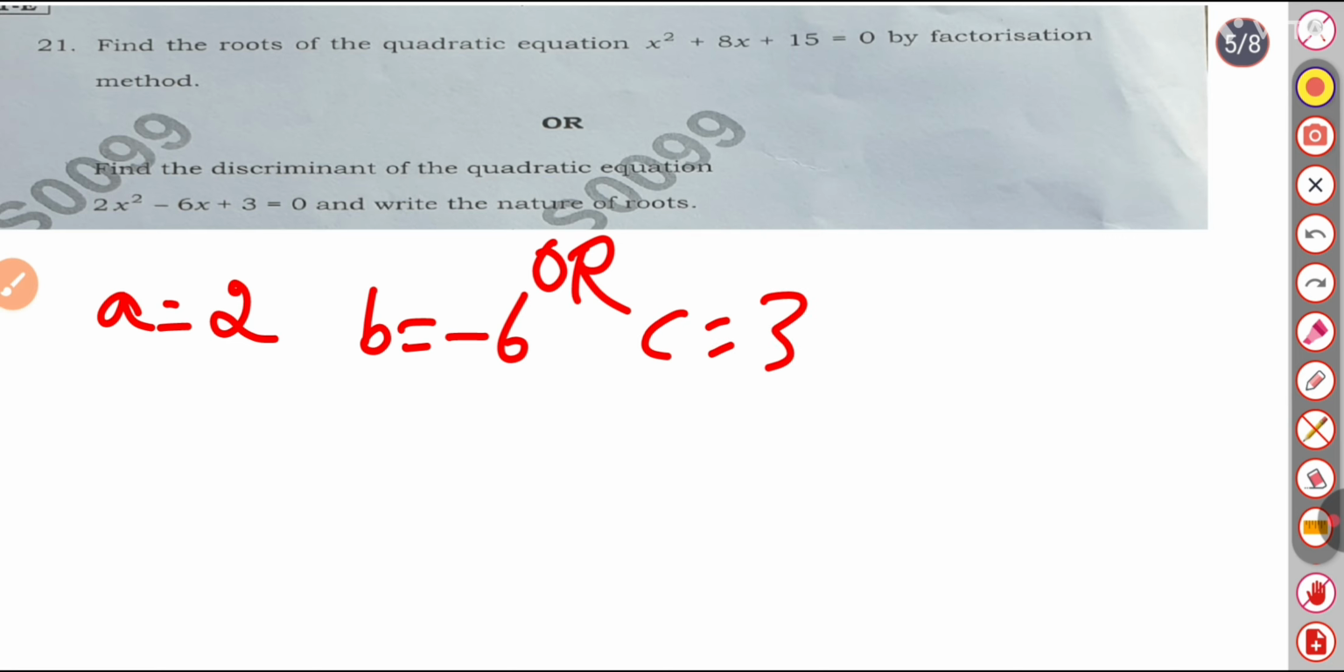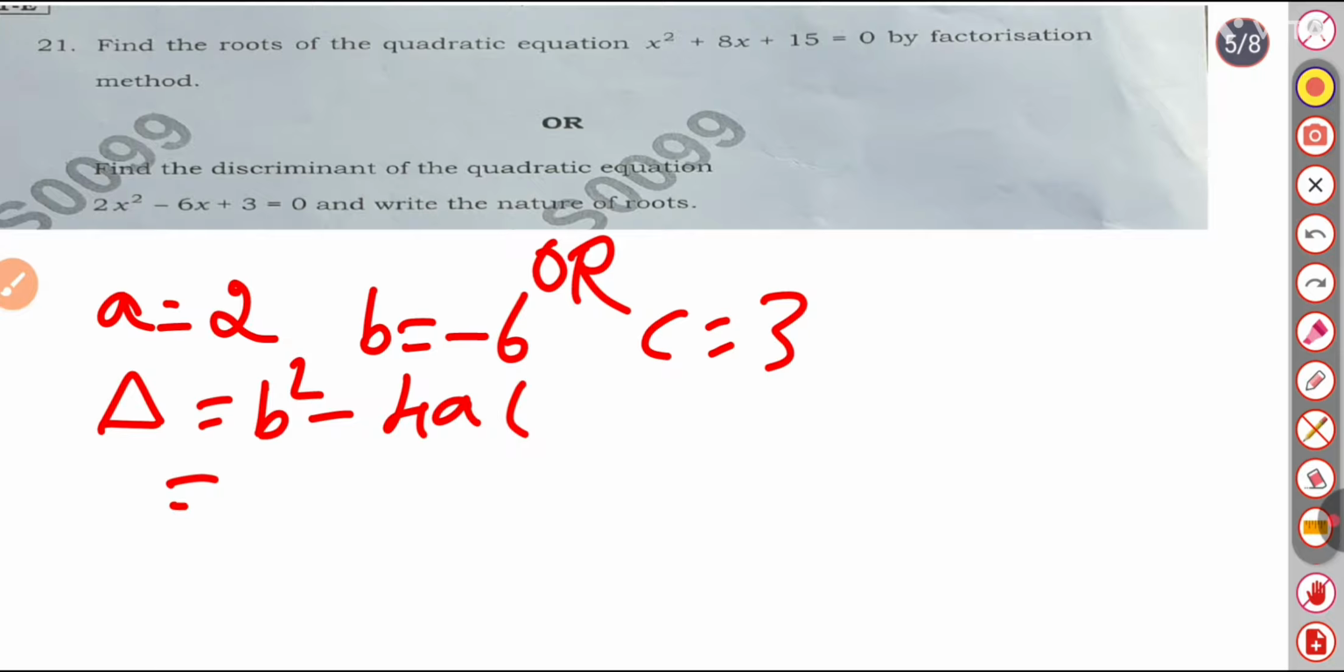So what is the discriminant? The discriminant formula is delta equals b square minus 4ac. Delta is b square minus 4ac, which is minus 6 whole square minus 4 into a, which is 2, into c, which is 3.